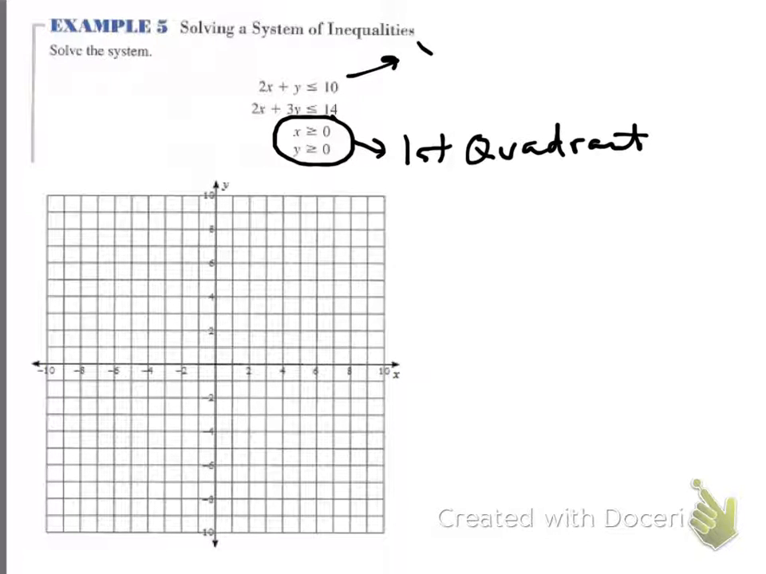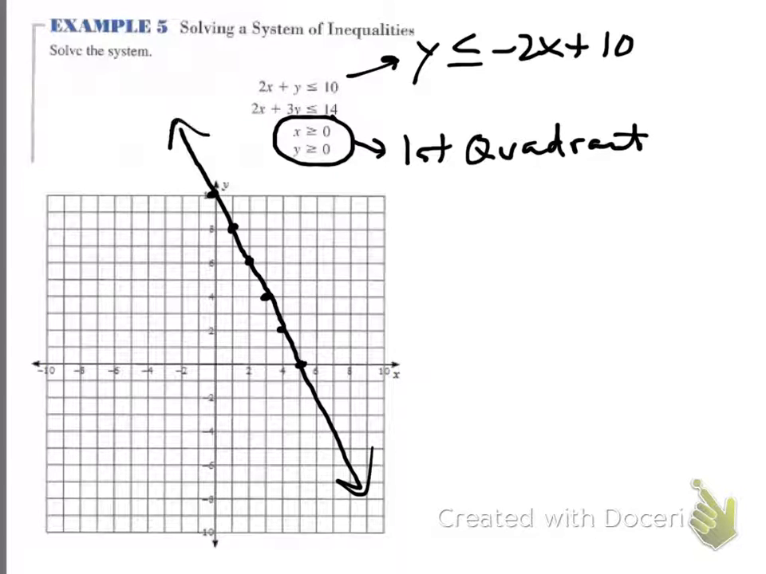So y is less than or equal to negative 2x plus 10. So the y-intercept is 10. Down 2 to the right 1, down 2 to the right 1, down 2 to the right. I'm just going to keep going until I get to the x-axis. Now, it's or equal to, so it is a solid line. Wow, I can't believe how straight I'm drawing these. Now it's less than. Now again, you're going to put it in your calculator, so you don't have to worry about the shading. Do the shading at the end and use your calculator to determine where to shade.